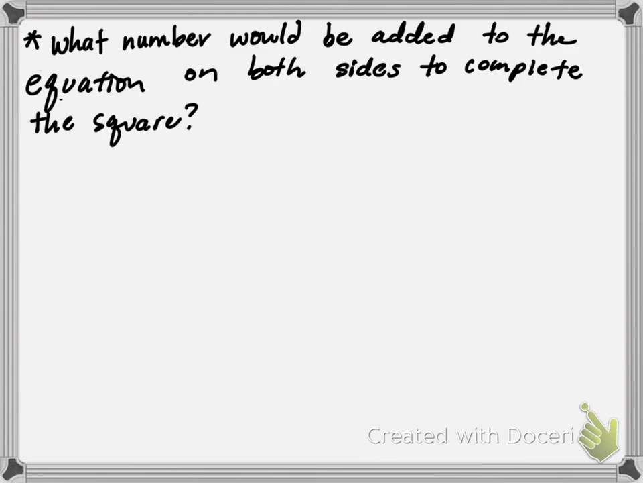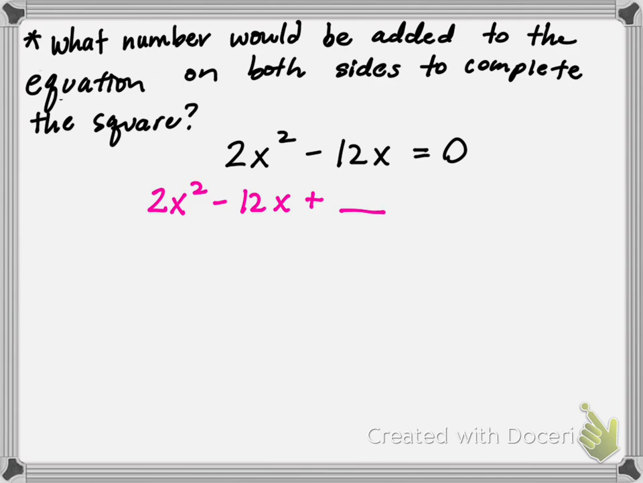What number would be added to both sides of the equation to complete the square? Given that we have the equation 2x squared minus 12x equals 0. So what they're asking is, I need to think of it like this: 2x squared minus 12x plus what number equals plus what number? That's the question. That's what it said.